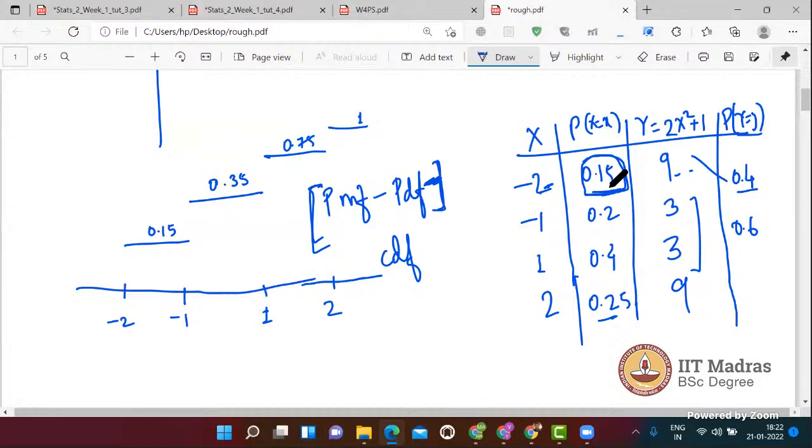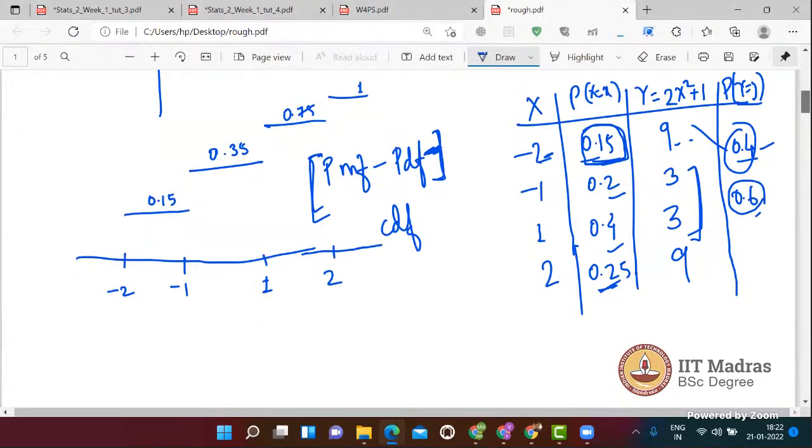So 9 we have got from here and here. That's why we are just doing the summation. So what's the probability that we will get 9? So probability is 0.4. The probability when we are getting y as 3, we are getting from 0.2 plus 0.4. So we are getting 0.6. Got it? Yes, sir. Thank you.